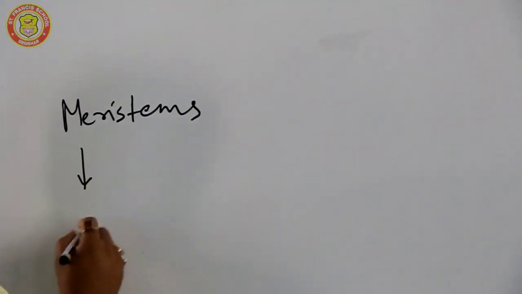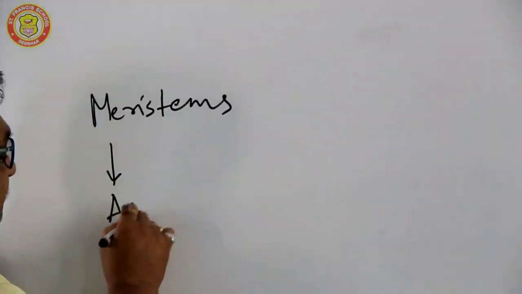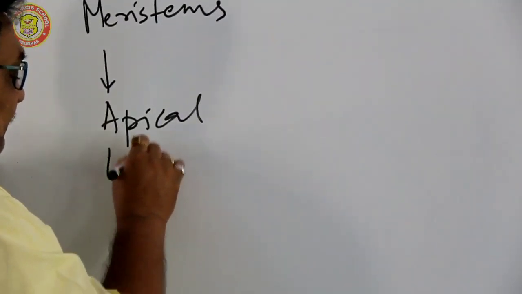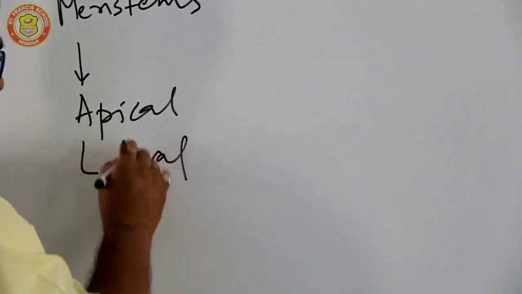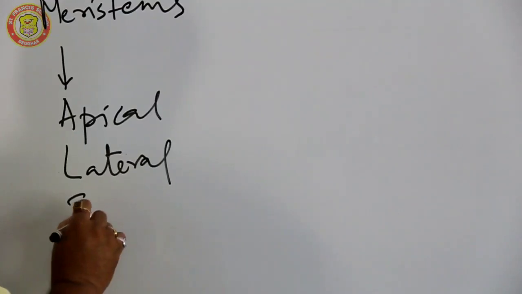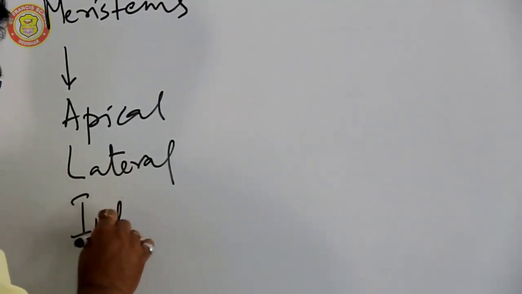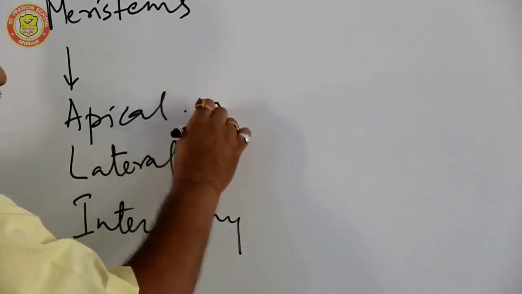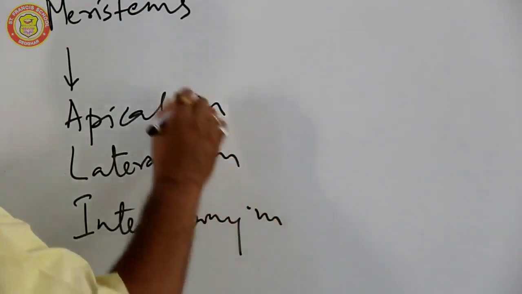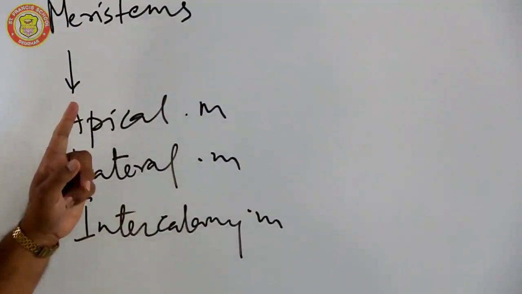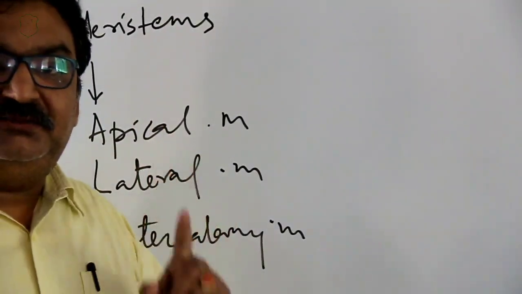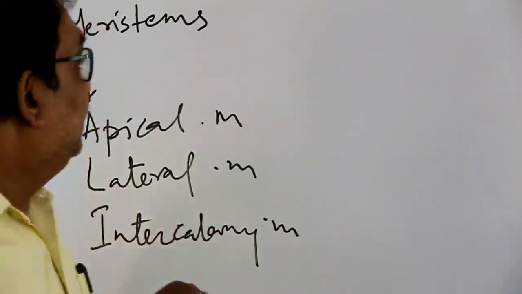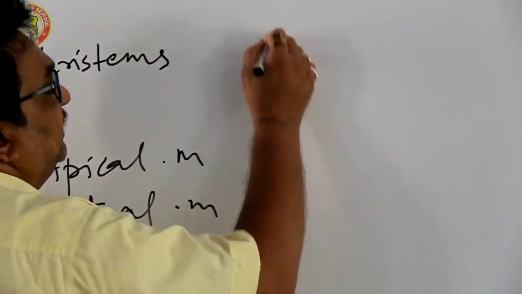That is, you have apical meristem, lateral meristem, and intercalary meristem. Right? These constitute ever dividing cells. That is, the cells in this, they keep on dividing. The second that you have is permanent tissues.